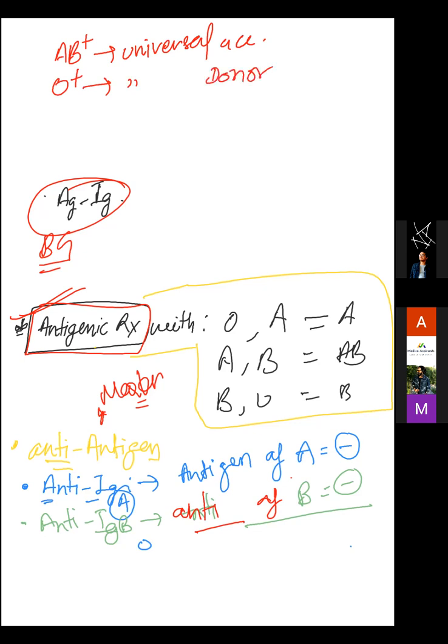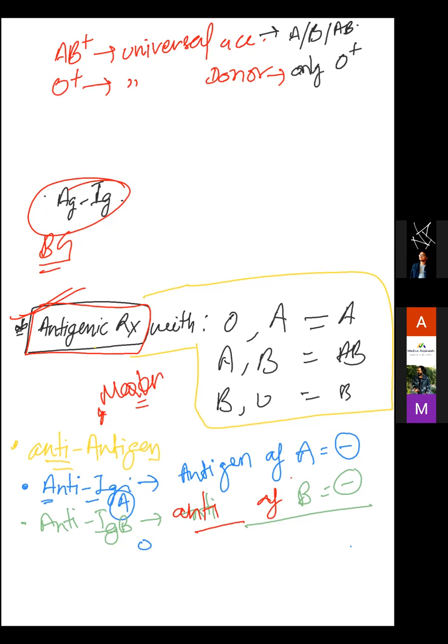Now AB and O concept everyone knows. So in this question, antigen of A is absent, antigen of B is absent. Here what you can see is that O positive is a donor and O positive can donate to everyone, but it cannot accept from everyone. This is the tricky thing. It only accepts from O positive. AB can accept as a universal acceptor. It cannot give to anyone, but it can give blood to A and B simultaneously, AB also.